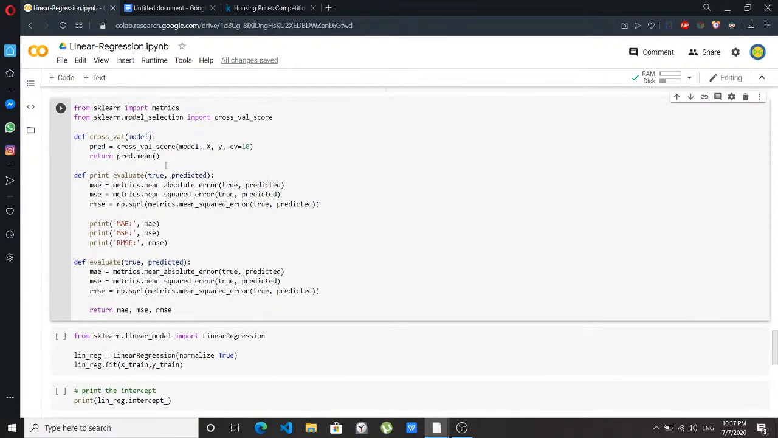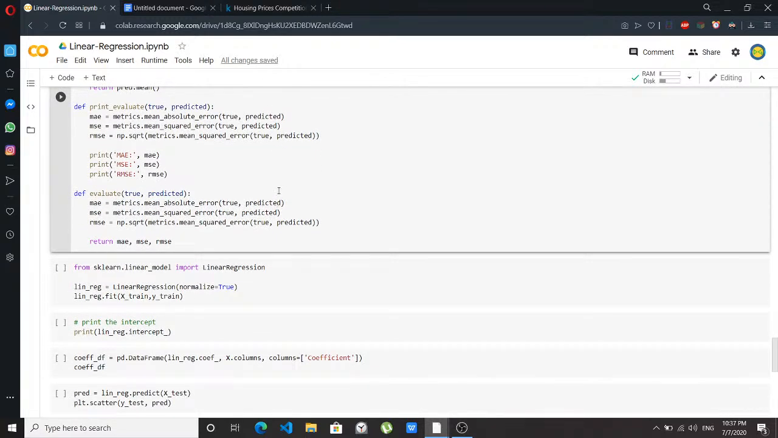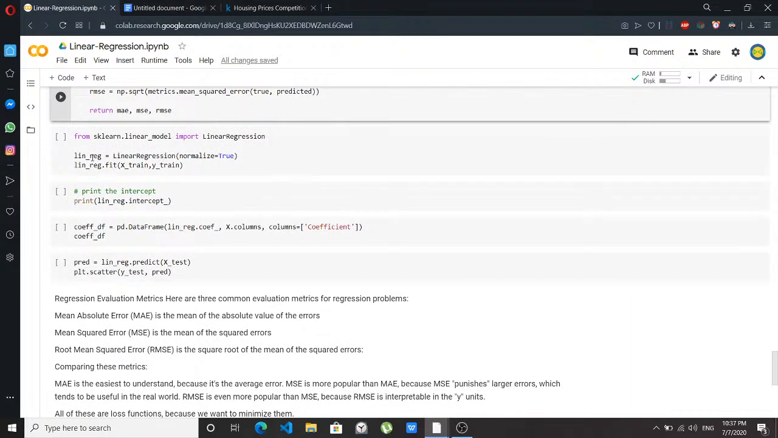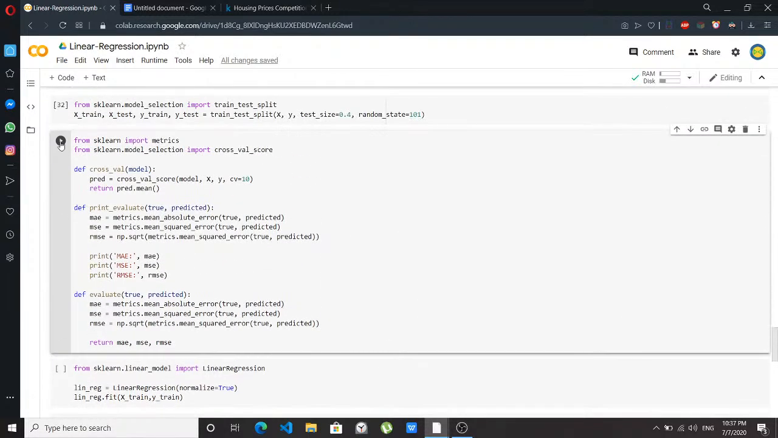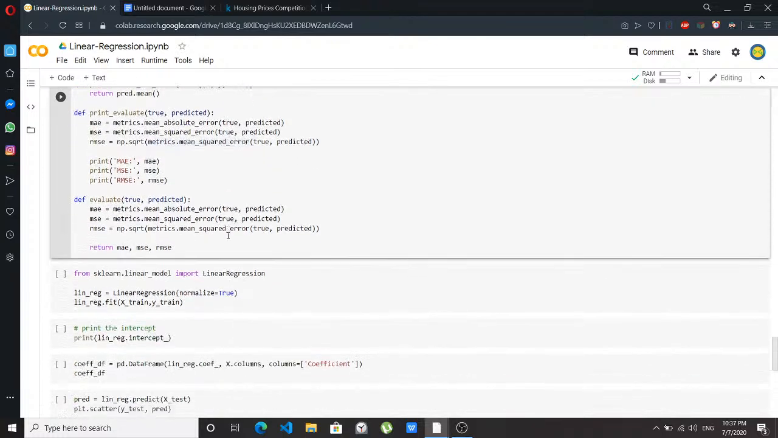So I've defined some of these. These are already present in the library, sklearn metrics: mean absolute error, mean square error, and root mean square error, which is basically the square root of the mean square error. Now, as you know, we have taken from sklearn linear model, import linear regression again. Let's run this too.